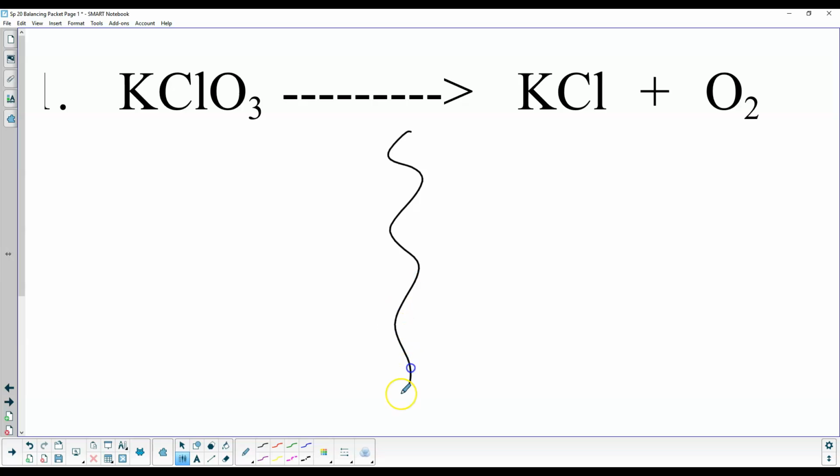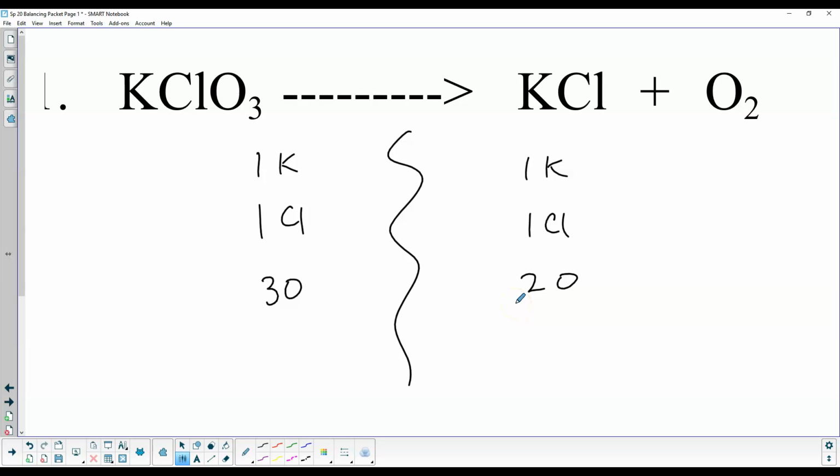All right, let's see here. We have 1 potassium. Notice we have chlorate here, but chlorate does not appear on the product side, so we have to separate it as separate elements. So there's 1 chlorine, and I have 3 oxygen. Over here, I have 1 potassium, 1 chlorine, and I have 2 oxygens. Potassium and chlorine look good. I have 3 and I have 2.